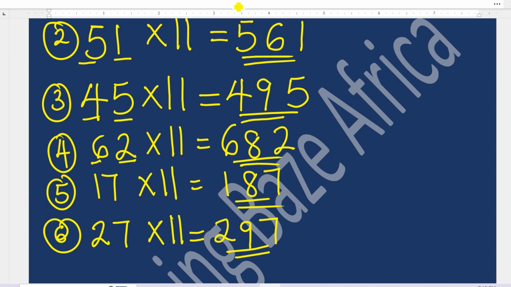Very simple. 51 times 11, you write down 5, write down 1, okay, give a space in between, then add up 5 and 1 together. 5 plus 1 is 6. So 6 was written down at the middle.